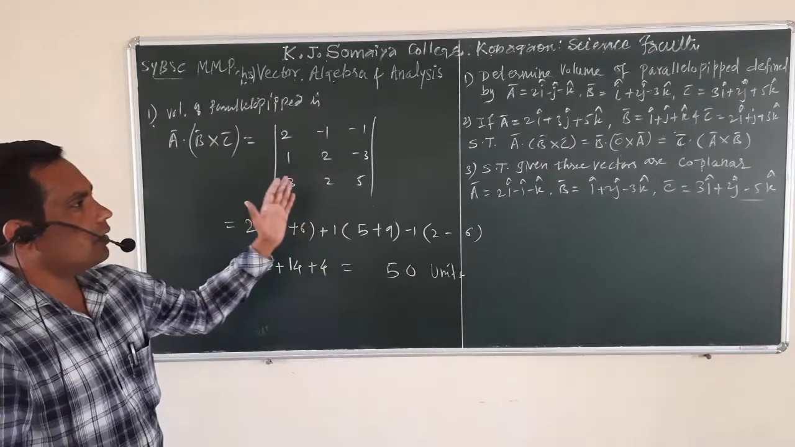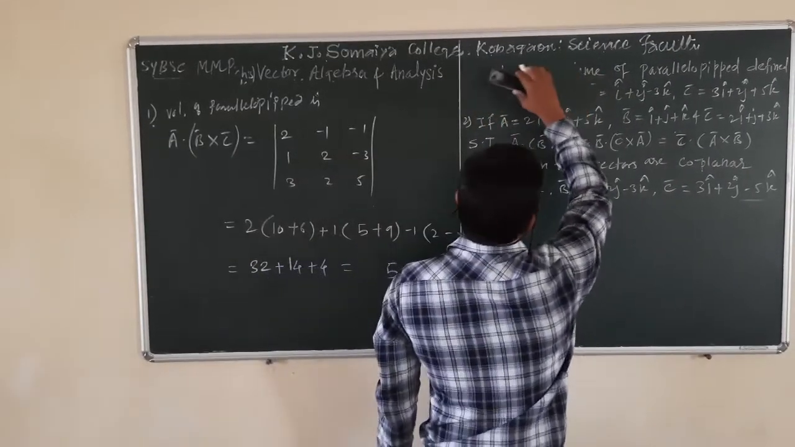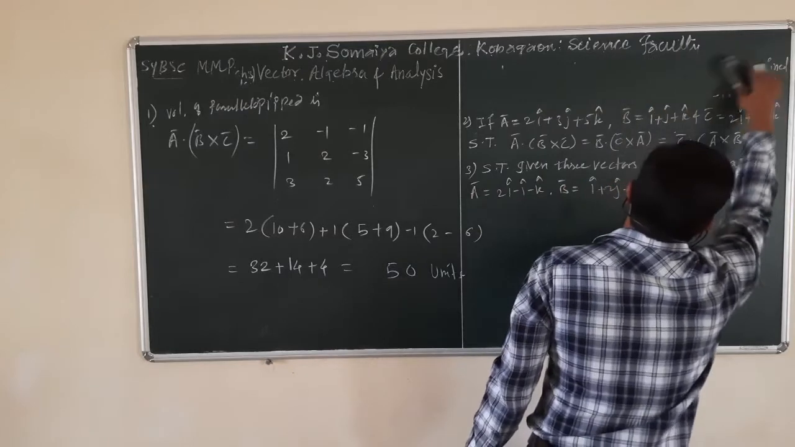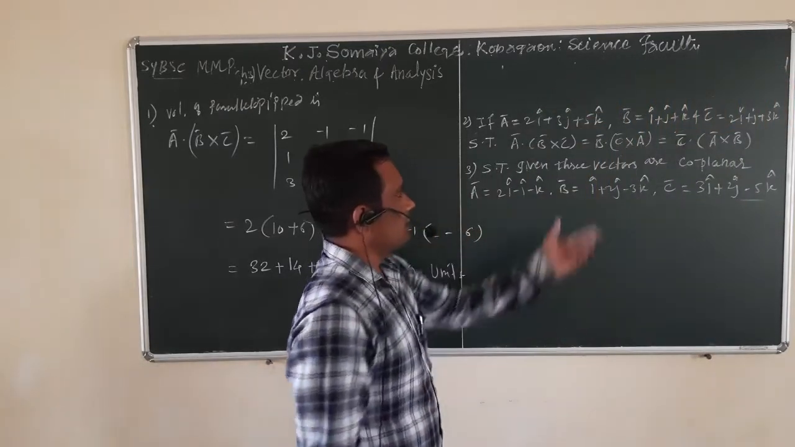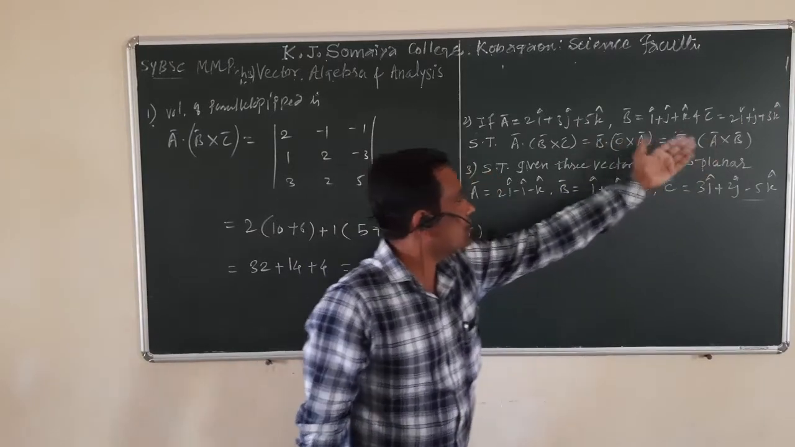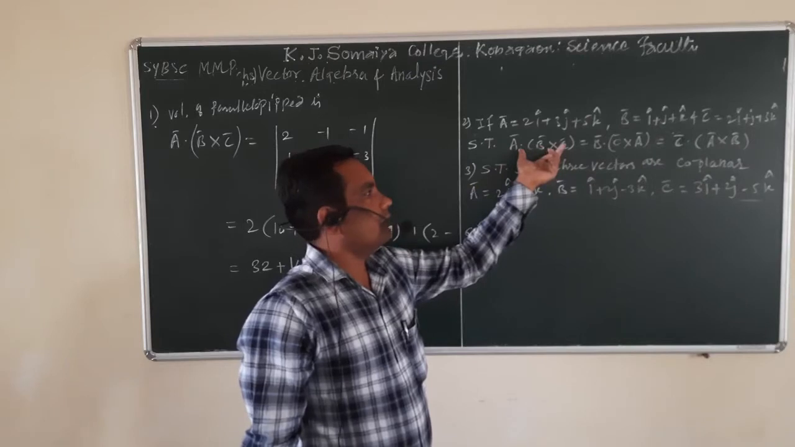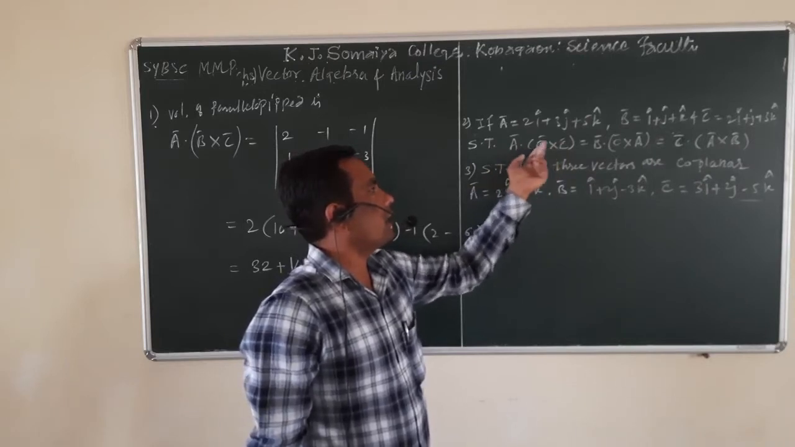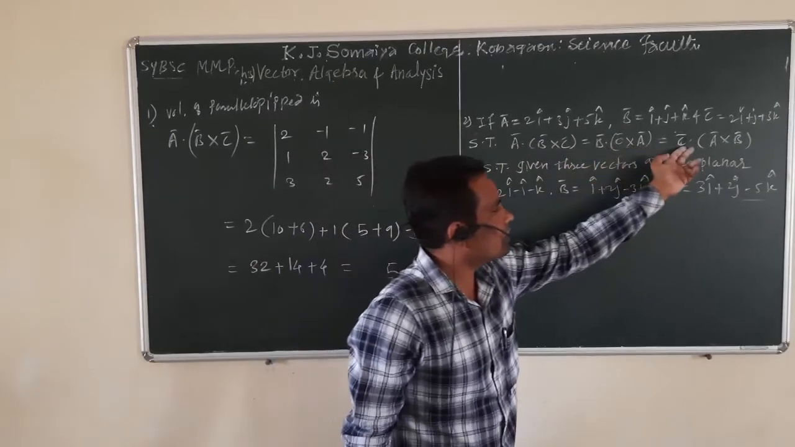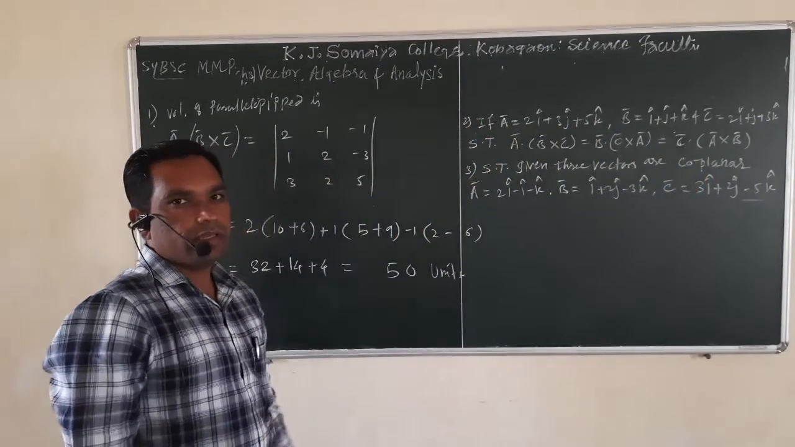Now we are moving to the second problem. What is that second problem? If vector A is like this, B is like this and C is like this, then we have to show that if we take them in cyclic order, A dot B cross C, B dot C cross A, C dot A cross B, then we get the resultant quantity equal.